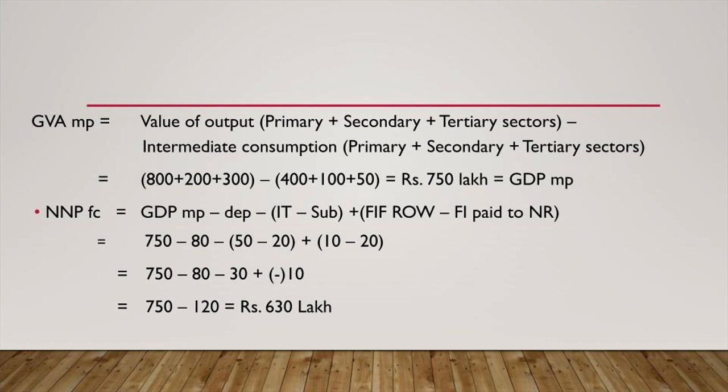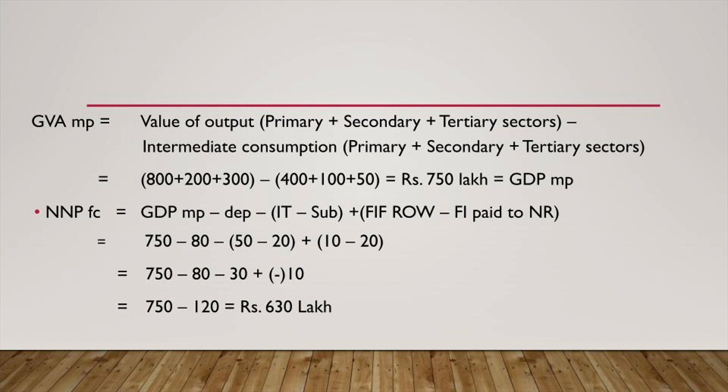So here the formula needs to be modified as: value of output is the sum of the value of output of primary sector plus value of output of secondary sector plus value of output of tertiary sector, minus intermediate consumption of primary sector plus secondary sector plus tertiary sector.